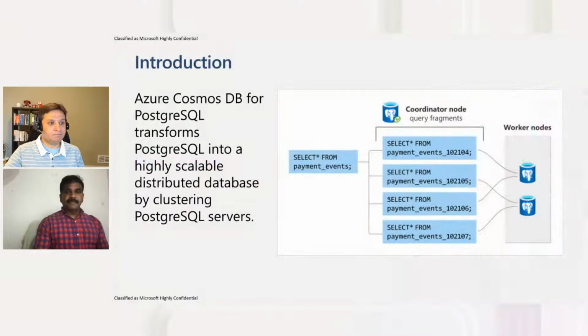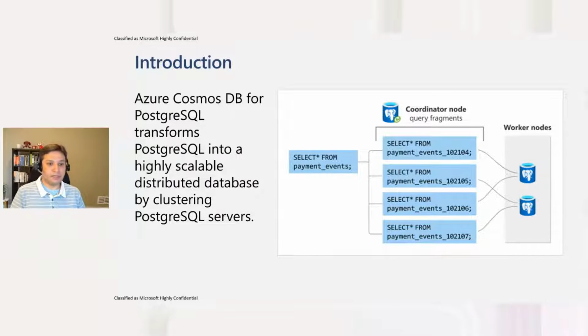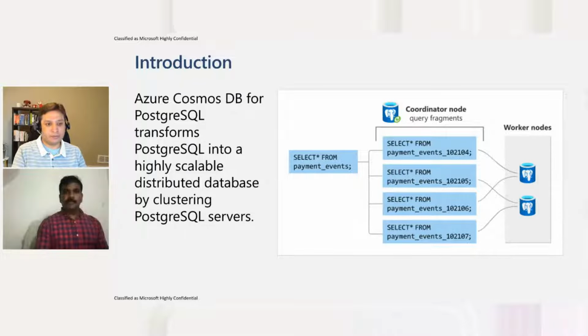And I'm going to do a little intro and then give it to Kalai to start us with the first module. So Azure Cosmos DB for Postgres transforms Postgres into a highly scalable distributed database by clustering many Postgres servers together. Let's take a moment to look at this diagram over here. Think of this as your standard Postgres table, like a payment table, let's say, and then you have a single node, which we're just calling a coordinator node over here.